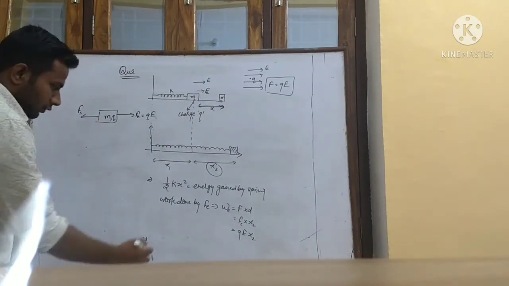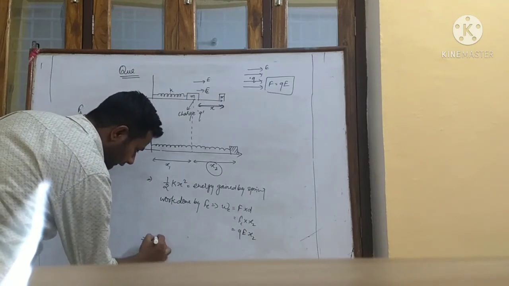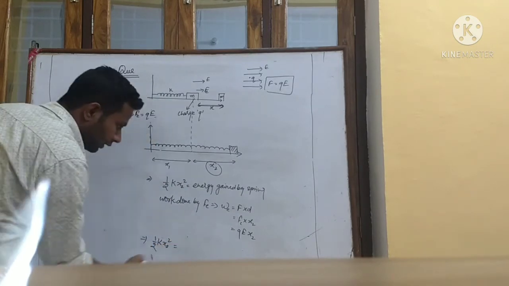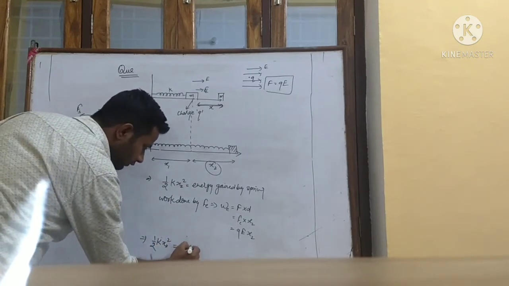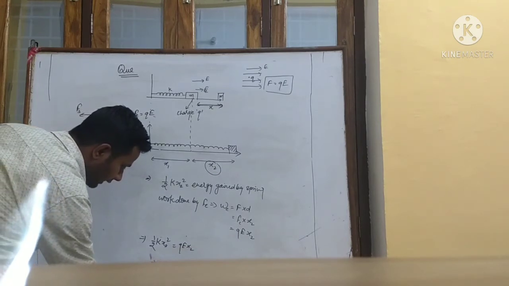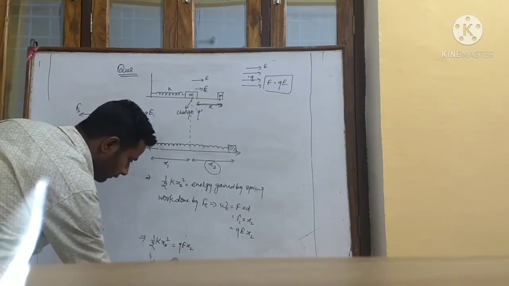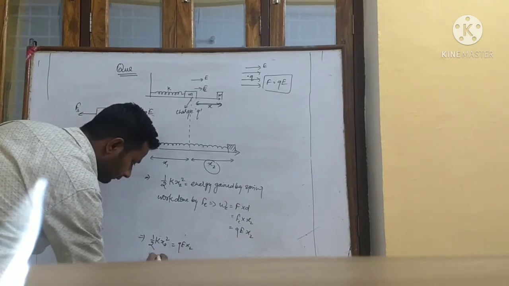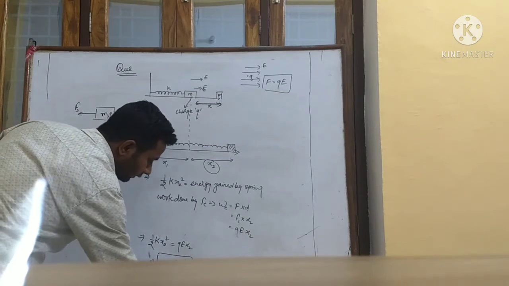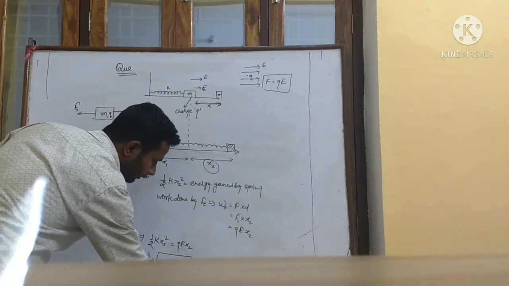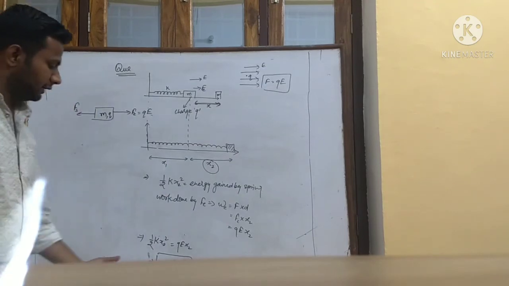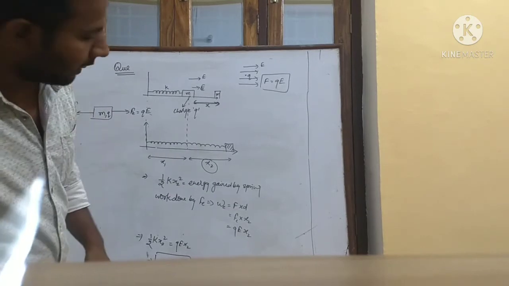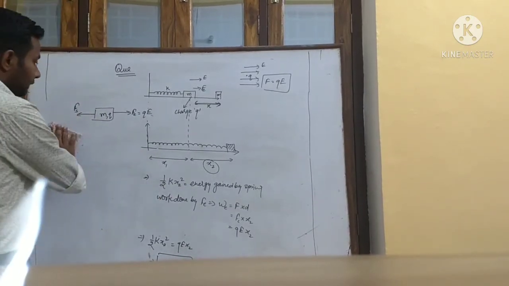Now see, these two will be equal because this spring is getting energy due to work done by electrostatic force. What can I write? This half k x2 square is equal to QE x2. So from here we will get x2 is equal to 2QE divided by k. This is the answer to part 1. This will be the maximum extension in the spring. Okay? I am roughing.